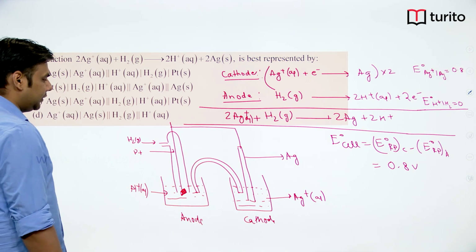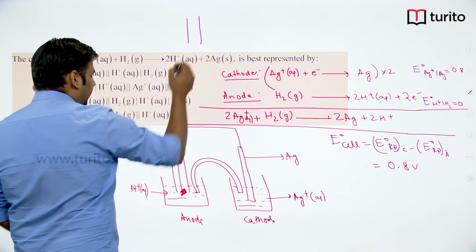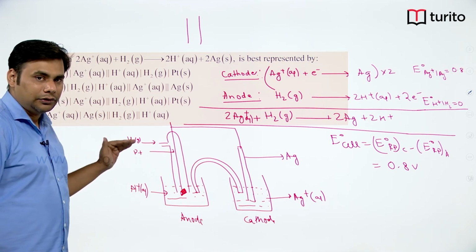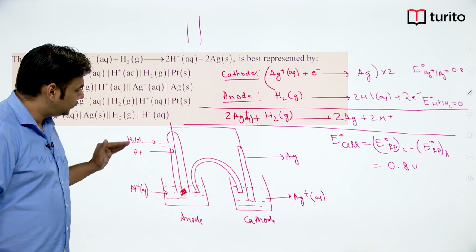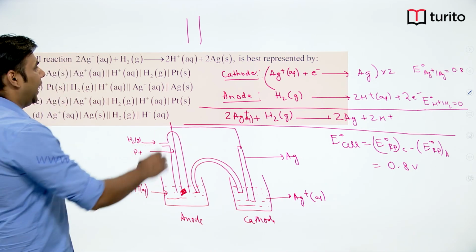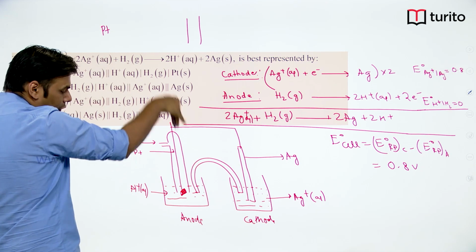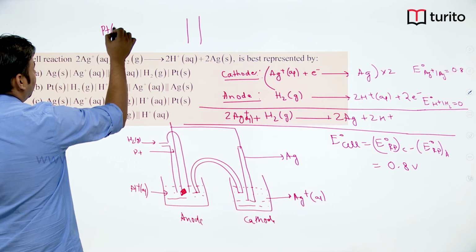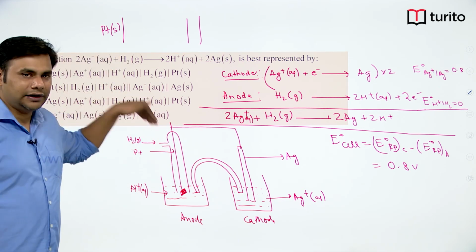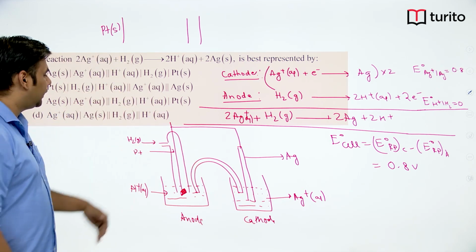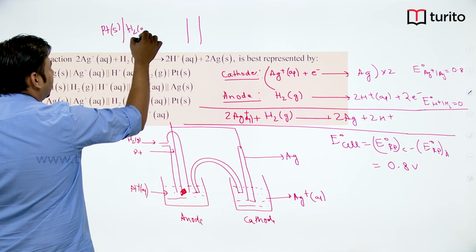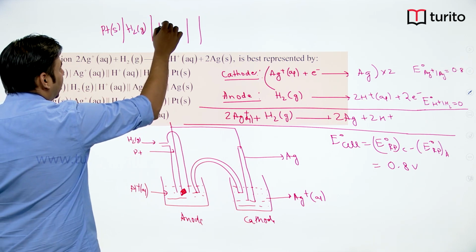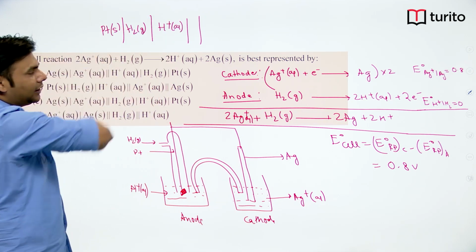If I want to write the representation, first I have to write the anode. As I have already told you, when I want to have the anode, I will just enter into this tube. When I enter into the tube, I will first encounter platinum, so I have to get hold of the platinum first. So that is platinum solid. Now when I am going inside, there is hydrogen that is always coming from outside, so I am going to have hydrogen gas. When I enter into the solution, I will get H plus ion. All of them are in different phases, so they will be separated by a bar.